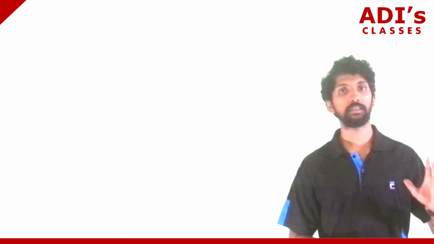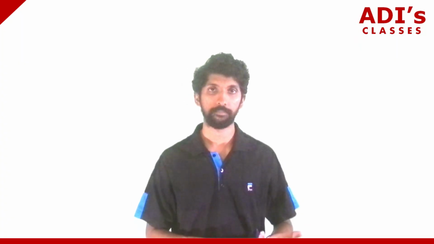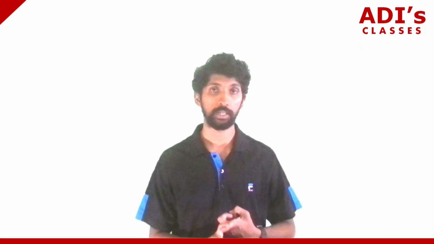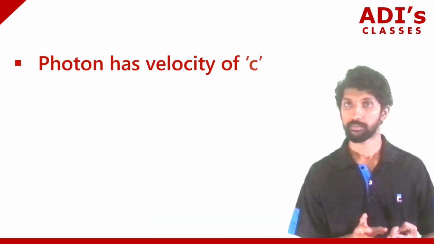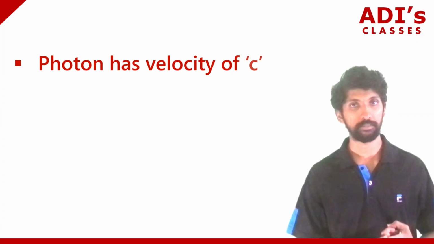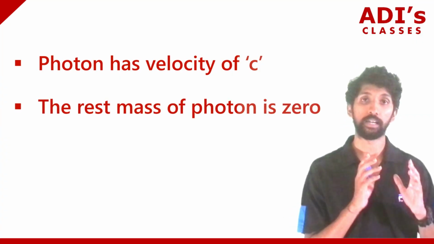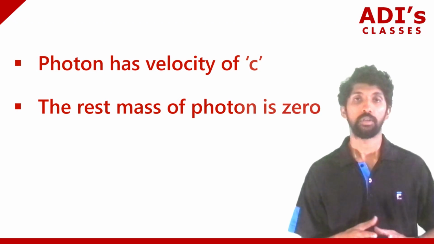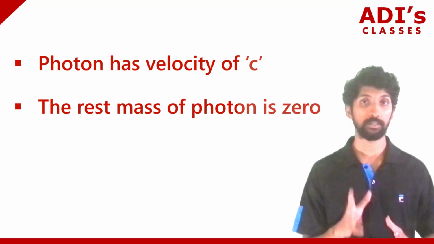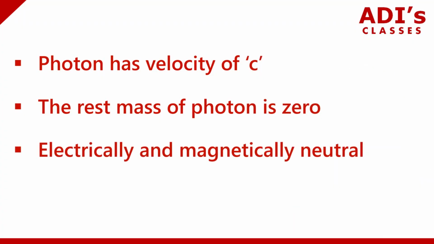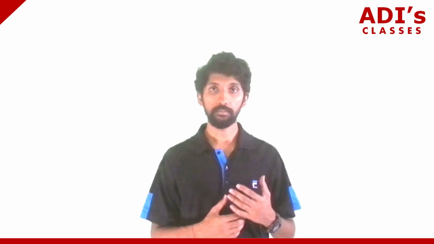Now see, there are certain properties of a photon. The first, very important property, is that a photon is moving with the speed of light, which is 3 into 10 power 8 meter per second. Second property is the rest mass of a photon is 0. What rest mass is and all those things you will learn later. For now, just remember, a photon has a rest mass of 0. Third point, a photon is electrically and magnetically neutral. So electric field and magnetic field have no influence on it. Alright, so these are certain properties of a photon.